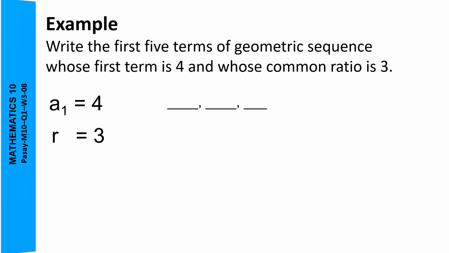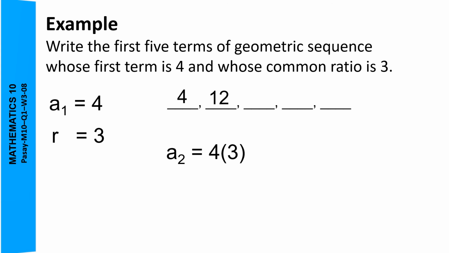And we are asked to write the first 5 terms. Since the first term is given, let us write the first term. Then, to determine the next term, we will multiply by the common ratio. The second term, denoted by a sub 2, is equal to 4 times 3. 4 is the first term and 3 is the common ratio. And the answer is 12.